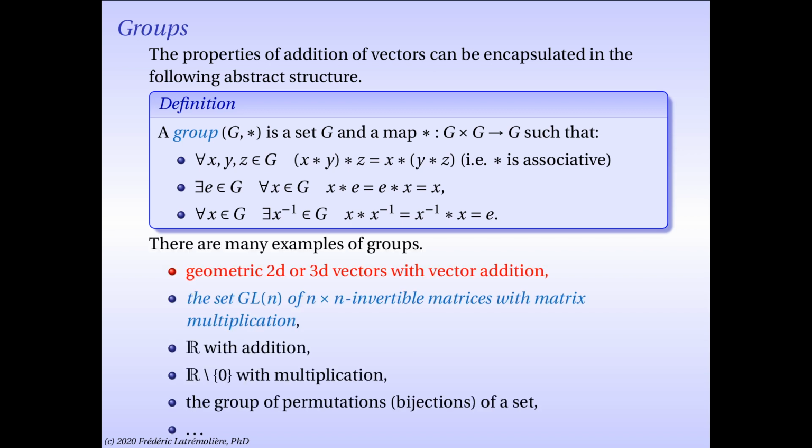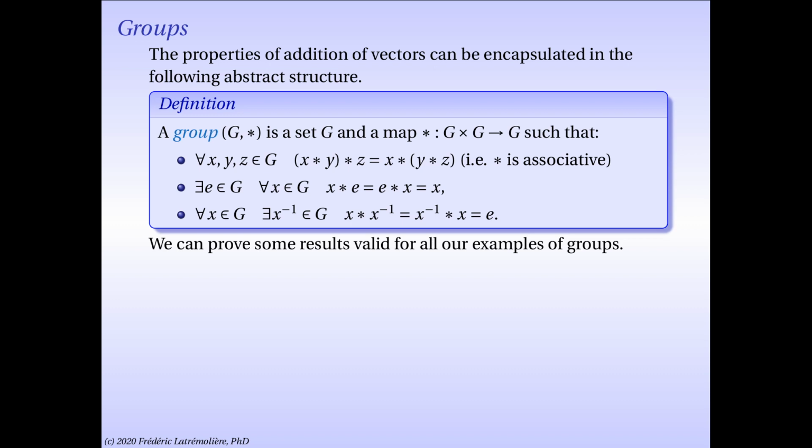There are many examples of groups. 2D and 3D vectors with vector addition, of course, form groups. The set of n by n invertible matrices with matrix multiplication also forms a group. So does R with addition, R without 0 for the multiplication, the group of permutations or bijections of a fixed set for composition, and many more examples. In physics, for instance, groups are used to model symmetries.